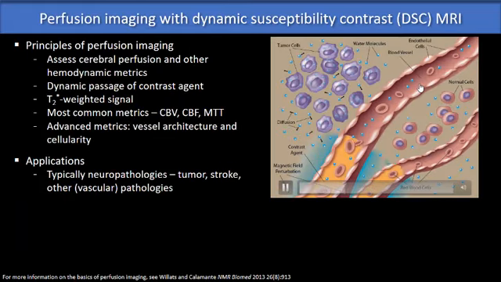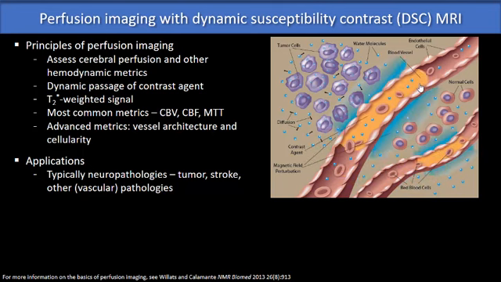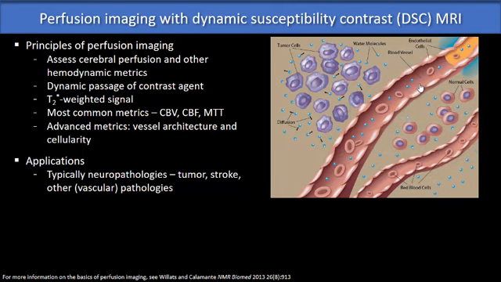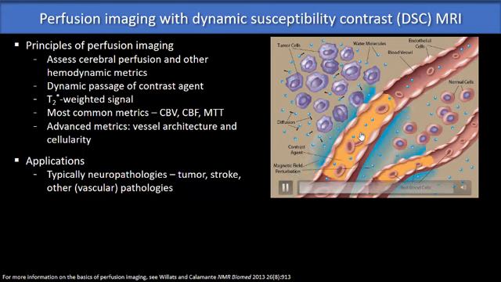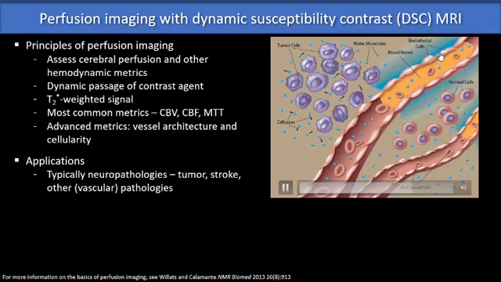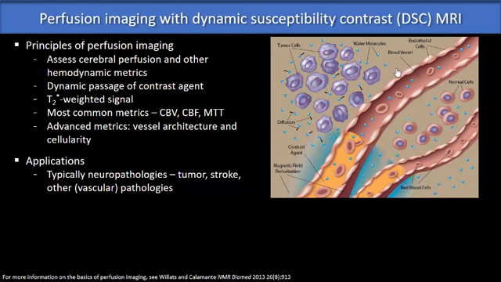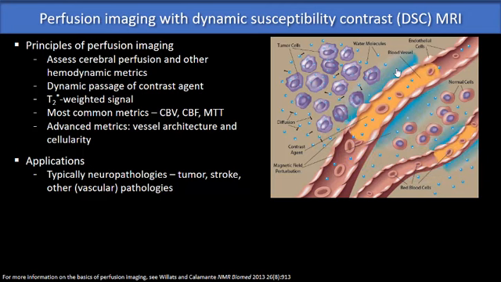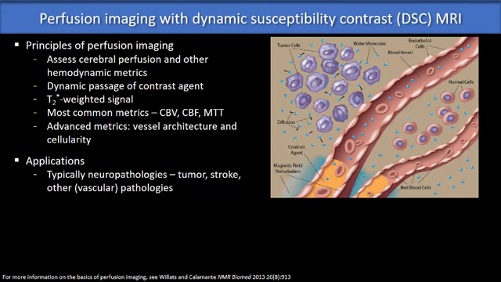So perfusion imaging, often called dynamic susceptibility contrast, assesses the cerebral perfusion and other hemodynamic metrics. It involves the dynamic passage of contrast agent, shown in orange, and that induces a magnetic field perturbation, and so we observe this through-space effect on a T2 star weighted signal. The most common metrics are cerebral blood volume, blood flow, and mean transit time. The applications are typically neuropathology, not all of them, but typically. So we're talking tumors, stroke, other vascular pathologies. My area of specialty is brain tumors, so that's what I'm going to focus on, but that's by no means the only application.